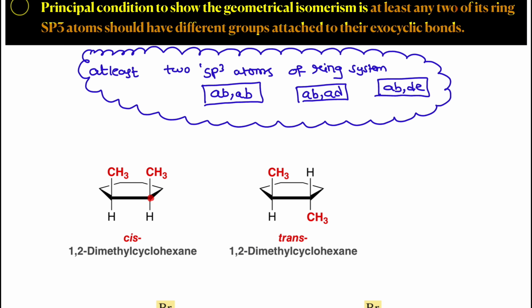So these are the two atoms we are talking about. The groups attached to these two carbons are methyl and hydrogen, methyl and hydrogen. Therefore we can say AB type of structure. Here the condition is satisfied, geometrical isomerism is possible. In case of AB type of structure, AD type of structure, we use cis and trans configuration. In case of ABDE, that means no common group, then we use EZ nomenclature, EZ configuration.